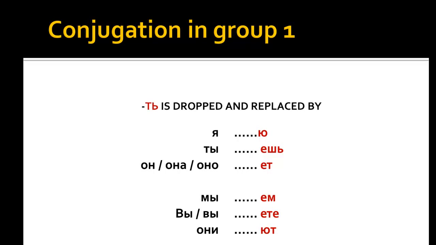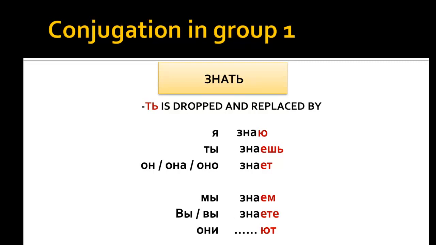Let's take a look at the example of the verb знать. ть is dropped and replaced by the personal endings. So you have я знаю. Ты знаешь. Он, она, оно знает. Мы знаем. Вы знаете. Они знают.